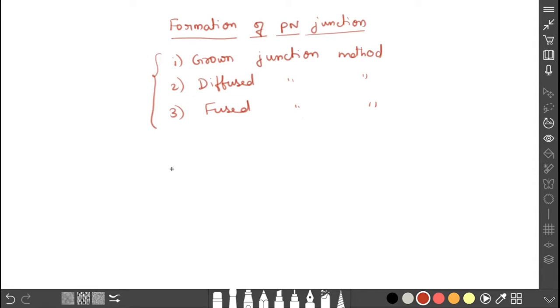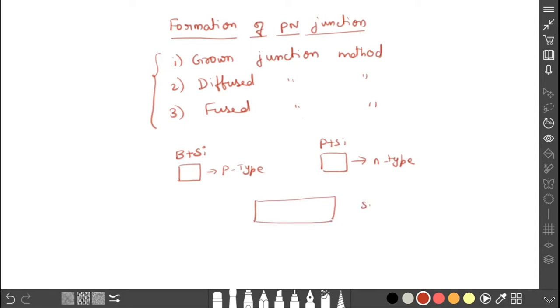Here I will simply explain how the PN junction is formed. When a trivalent impurity, that is boron, is added to silicon or germanium, it forms p-type. Again we take silicon and add phosphorus, and it forms n-type. That is what we have discussed till now. But instead of taking two materials, we take one single crystal of silicon material.